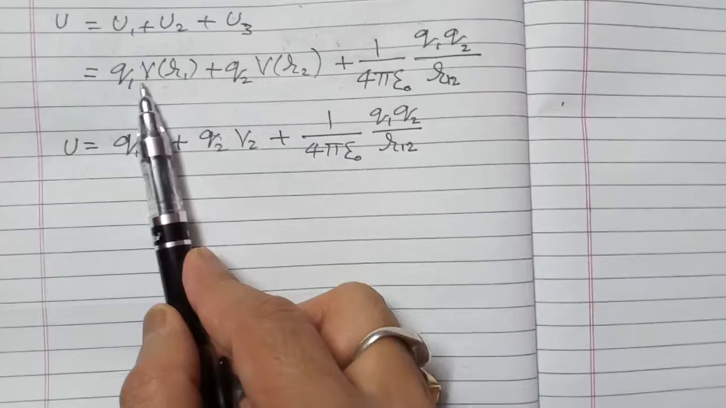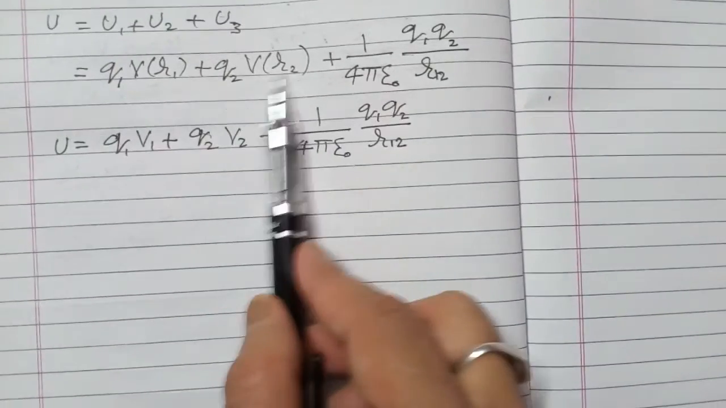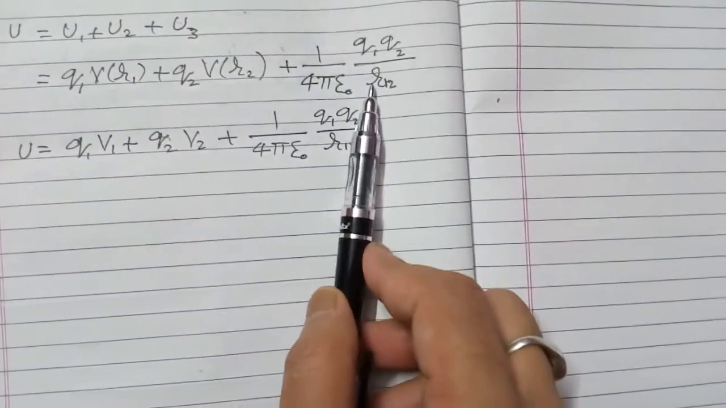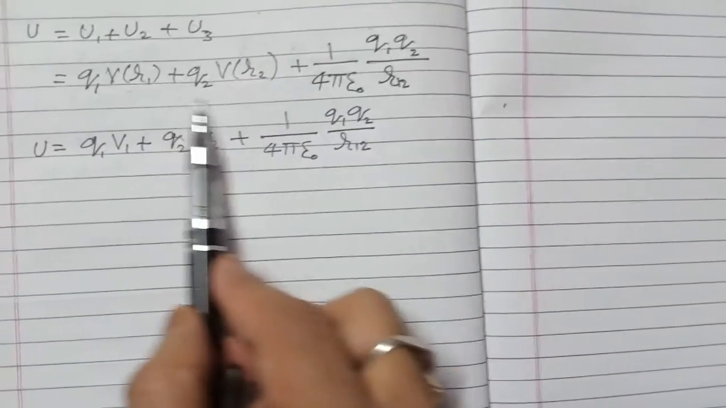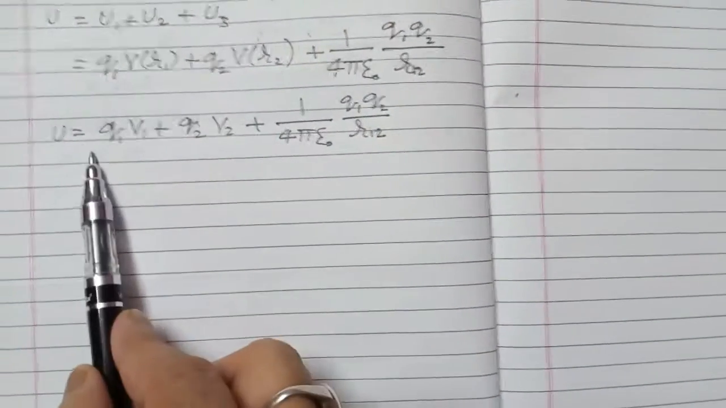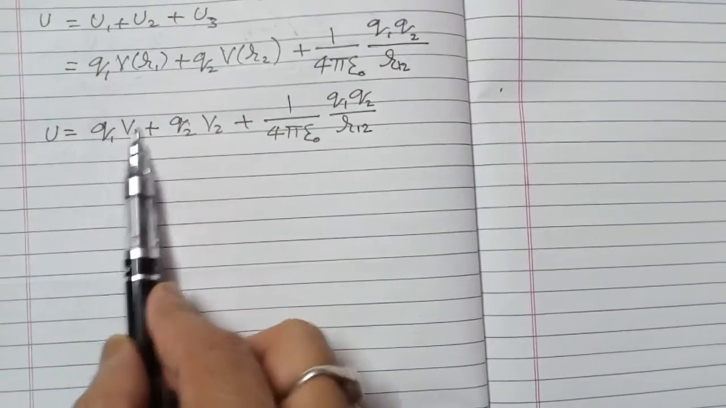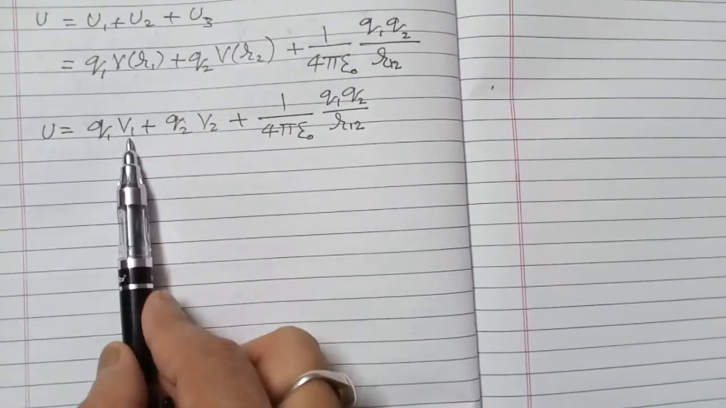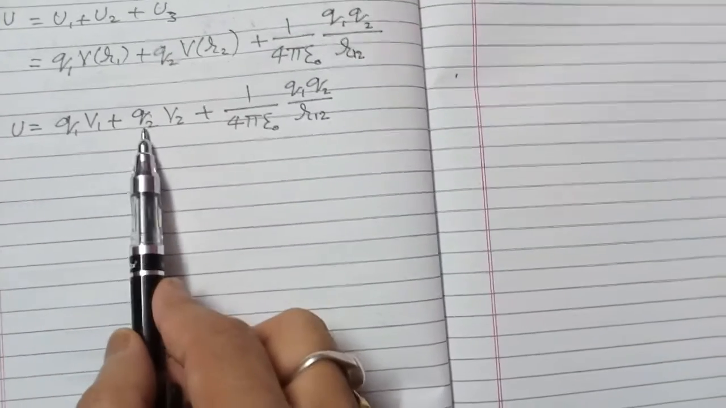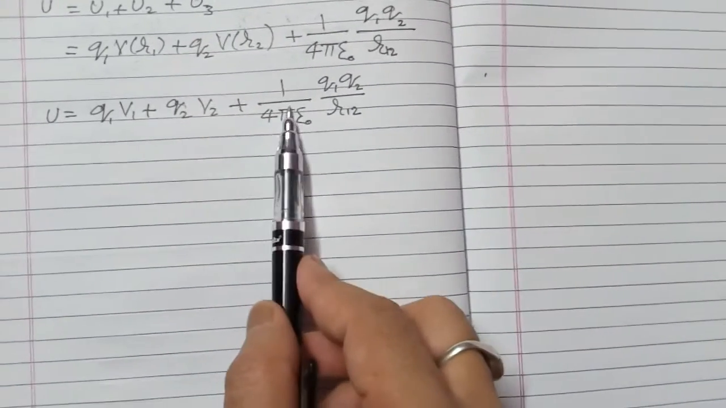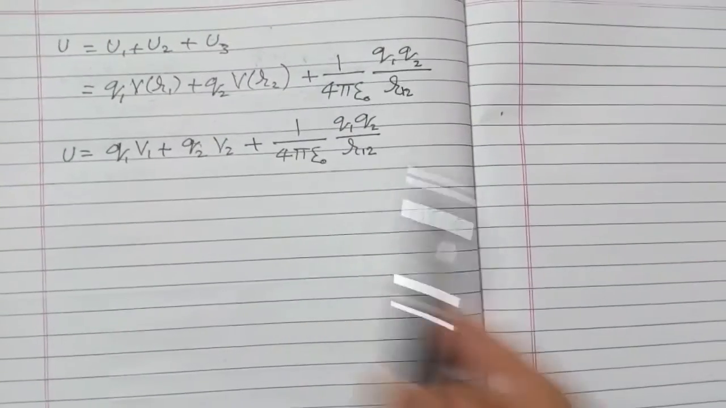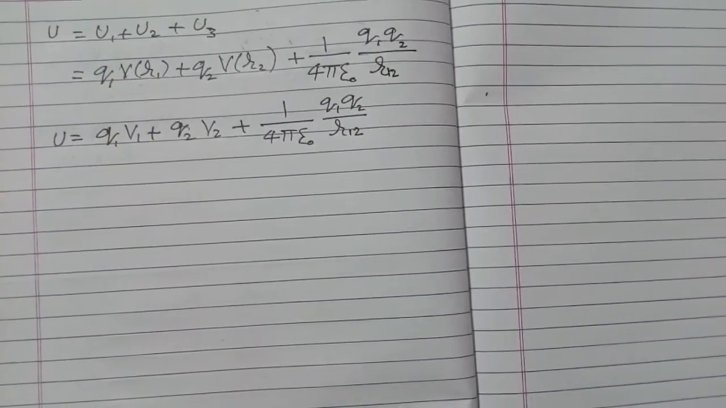This is equal to q1 V(r1) plus q2 V(r2) plus 1 upon 4 pi epsilon naught q1 q2 by r12. If you have any confusion regarding this term r1, r2, so you may write it like this: U is equal to q1 V1. Now for V(r1) I have written here q1 V1. U is equal to q1 V1 plus q2 V2 plus 1 upon 4 pi epsilon naught q1 q2 upon r12.